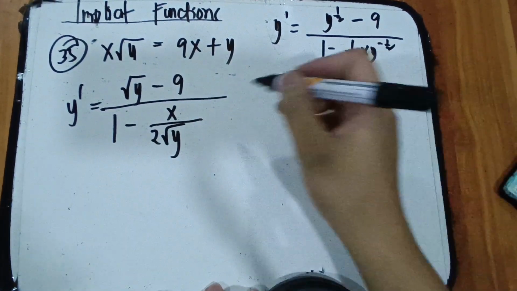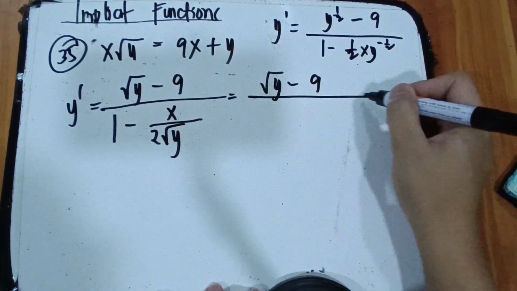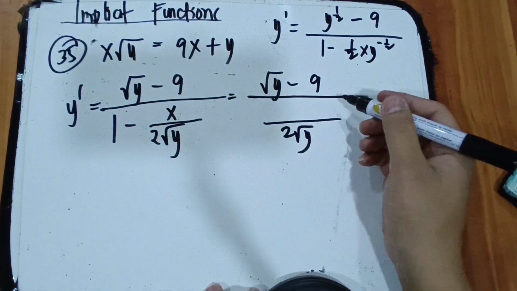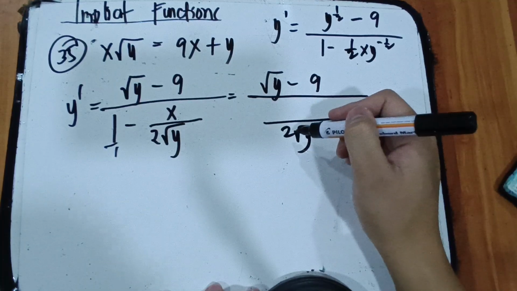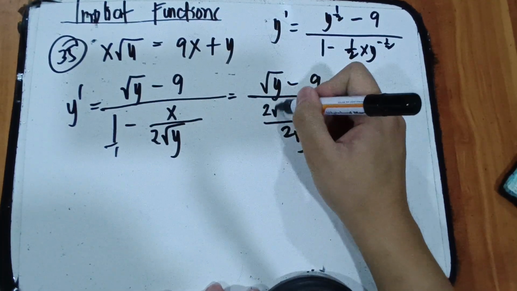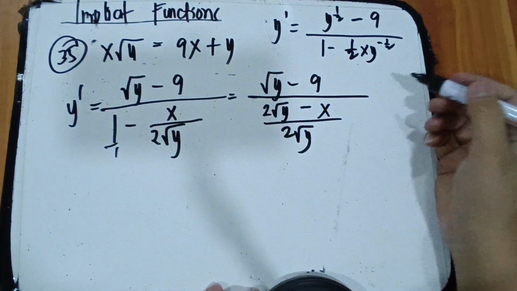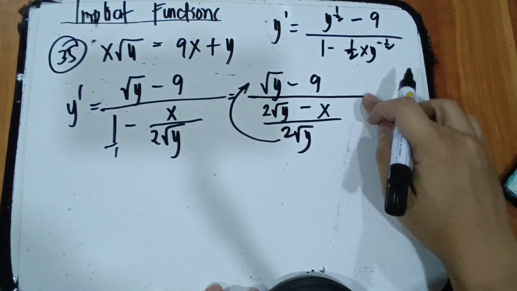Then, LCD na 2 square root of y. Tapos, 2 square root of y divided by 1 is the same. Then, multiplied by 1 is still 2 square root of y. Minus x. Kasi yun na yung ating LCD. Pwede na siyang itaas. No? Yan. Safe, pwede mo siyang itaas. Ito lang.